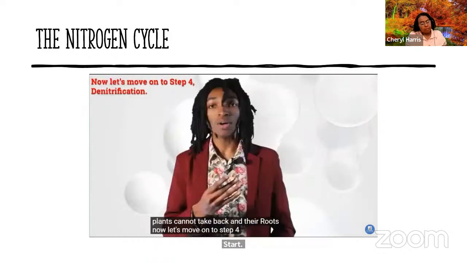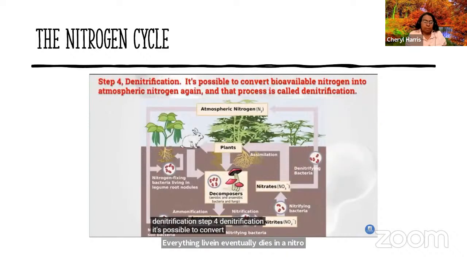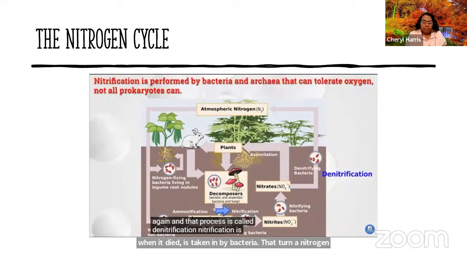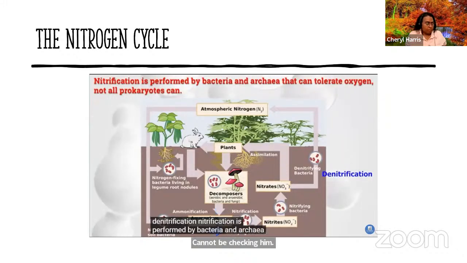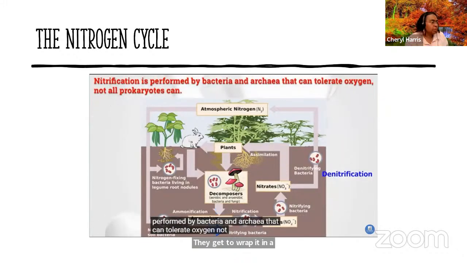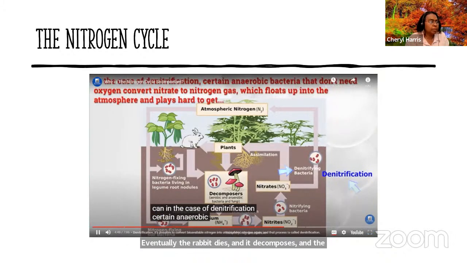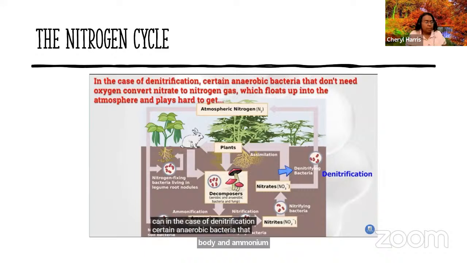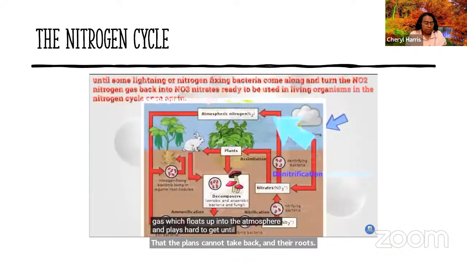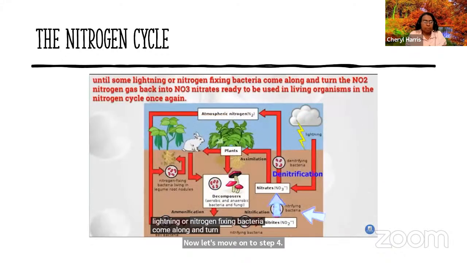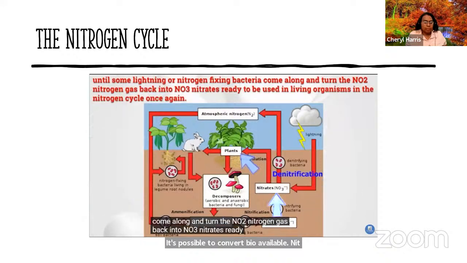Step 4, denitrification. It's possible to convert bioavailable nitrogen into atmospheric nitrogen again, and that process is called denitrification. Nitrification is performed by bacteria and archaea that can tolerate oxygen. Not all prokaryotes can. In the case of denitrification, certain anaerobic bacteria that don't need oxygen convert nitrate to nitrogen gas, which floats up into the atmosphere and plays hard to get until some lightning or nitrogen-fixing bacteria come along and turn the nitrogen gas back into nitrates, ready to be used in living organisms in the nitrogen cycle once again.